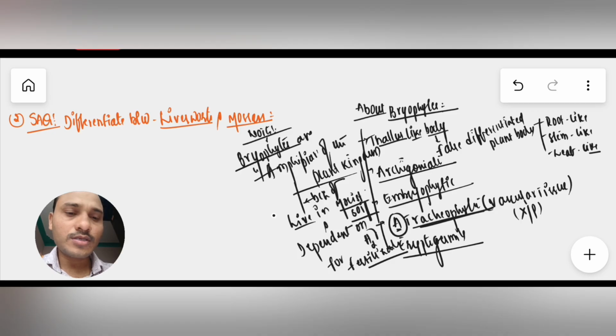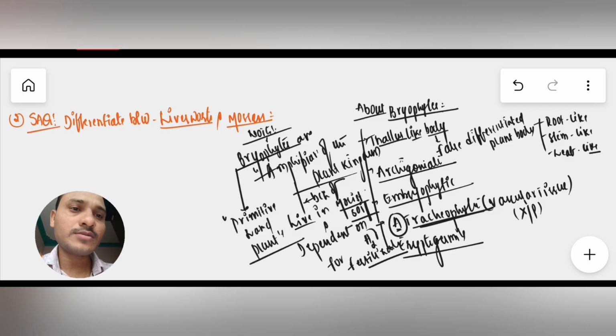Okay. And one more important note you need to remember, these bryophytes are primitive land plants. They are primitive land plants. Very well. The primitive land plant group is only bryophytes. Okay, remember.